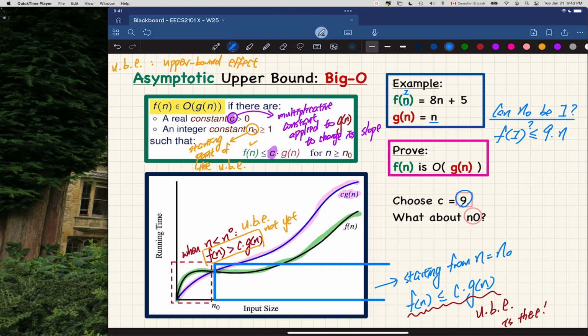Obviously, you can see that f of 1 over here will be 1 times 8 plus 5, which will be 13. Is 13 less than or equal to 9? No. So false. The upper bound effect is not there. Okay, hopefully you're okay with this. It's very important to see how to show when the upper bound effect is not there. It's equally important to show otherwise. The follow-up question for you will be, what would be n0 then? What would be the smallest number for n0 at which we're going to see upper bound effects?